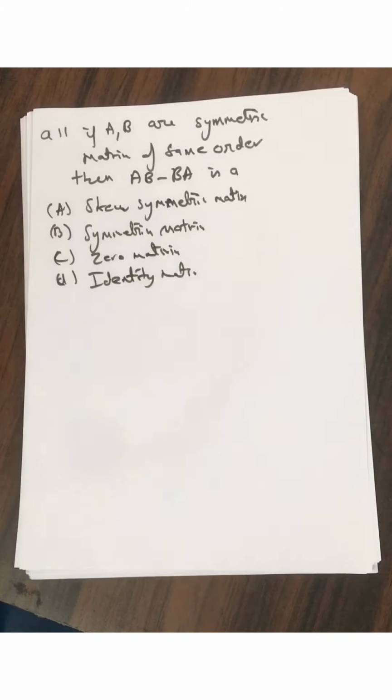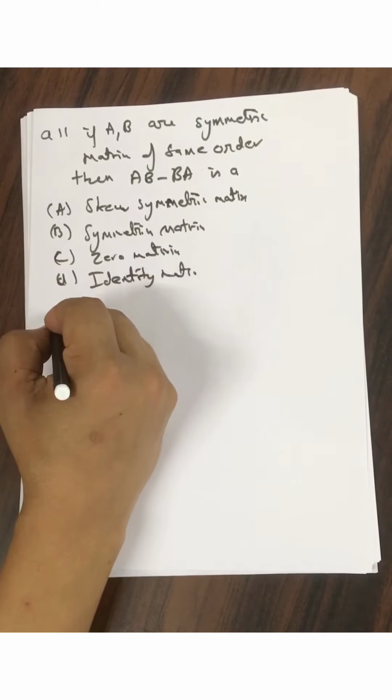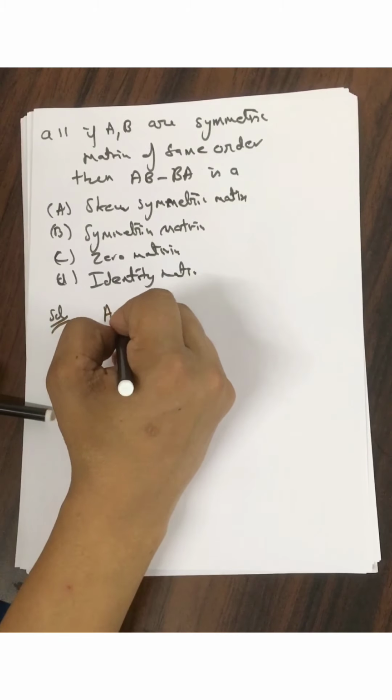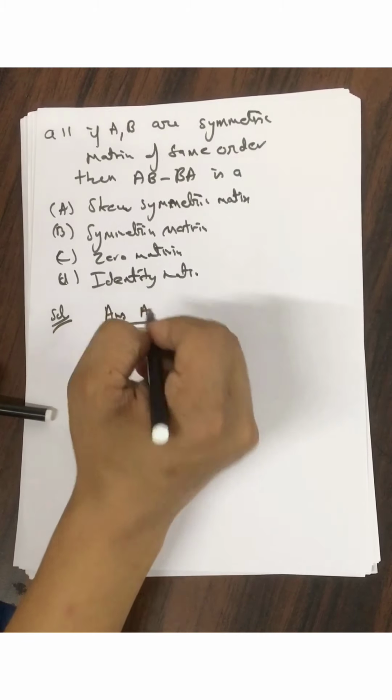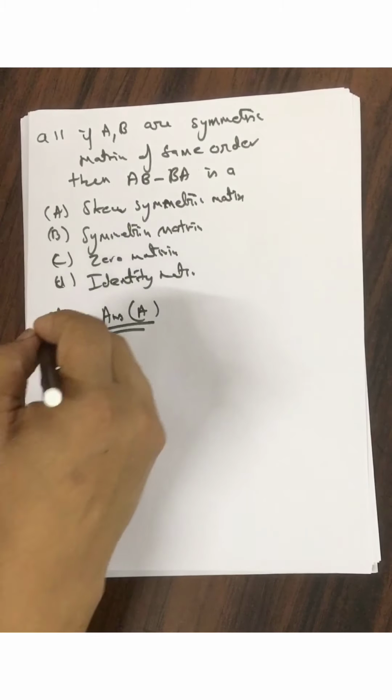Now consider, suppose A is 1 2 3 4 and B is 4 5 6 7. Once you multiply them, what happens? You multiply AB and then BA, what happens? See, the sign will be different. It will come skew symmetric. The correct answer is A, skew symmetric, because the sign will be different in AB minus BA.